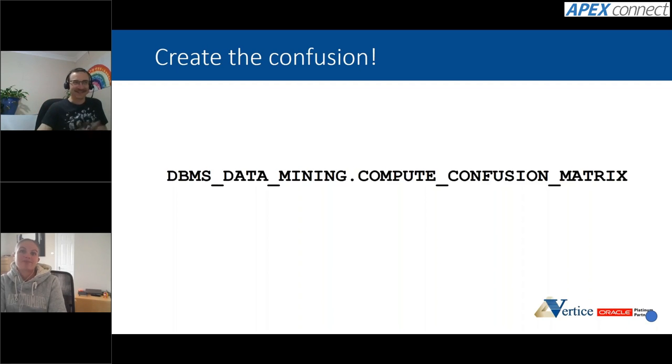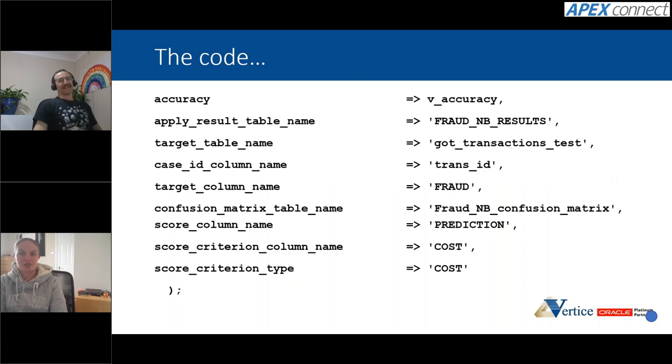We've got a feature for that as well. DBMS has another function, compute confusion matrix. So instead of having to write SQL, I can ask the database to do it for me. If we follow this through, we can ask for accuracy. We're going to send it the results table and the test table. The unique column is transaction ID. The target column is fraud. And we're just going to ask it to create the confusion matrix.